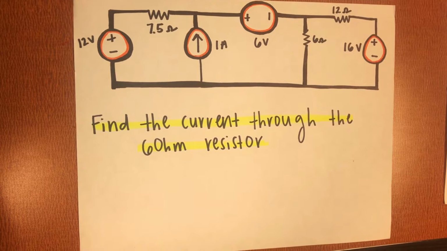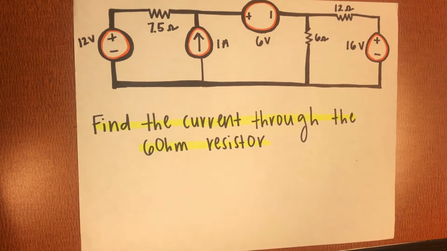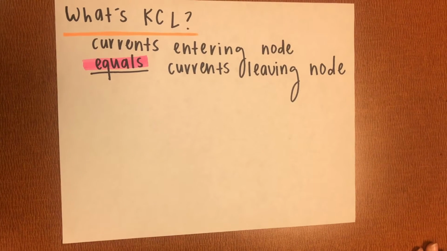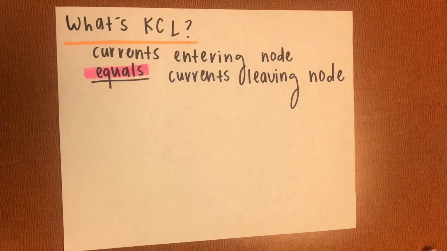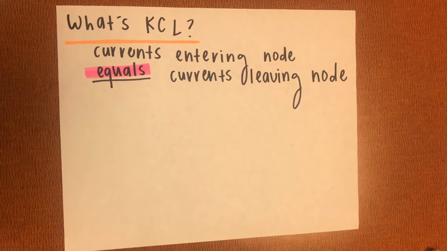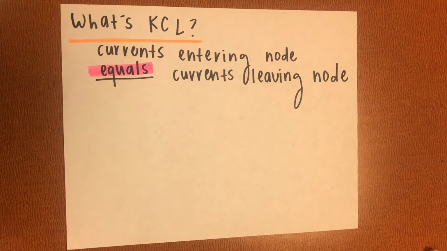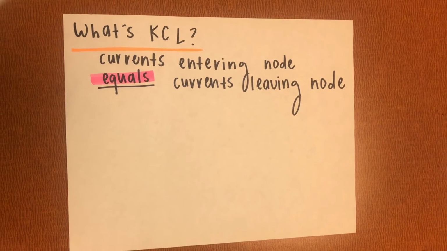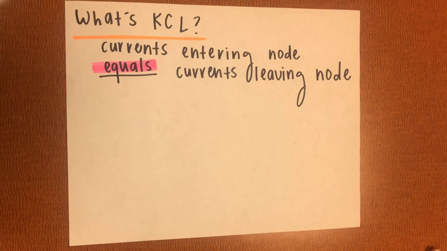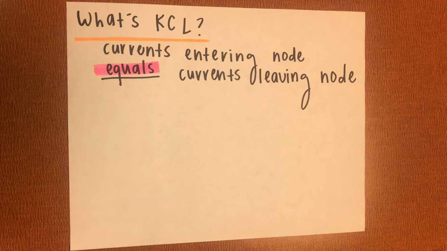The question we're trying to answer is to find the current through the 6 ohm resistor. Before we begin, it's important to know a couple facts about this circuit. First is, what is KCL? KCL is Kirchhoff's current law, which states that currents entering a node equal the currents leaving a node. And this concept can help us solve a question on the current going through a certain resistor.